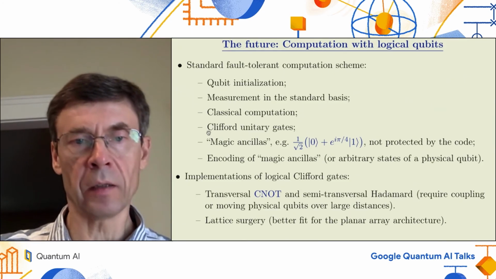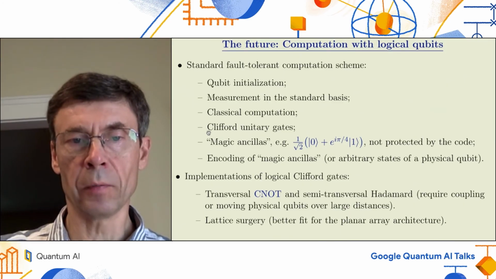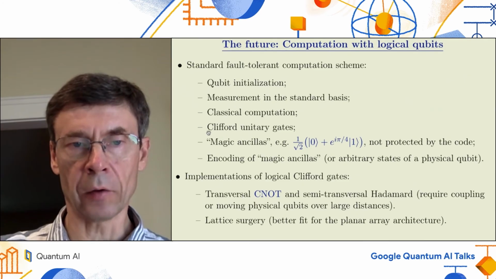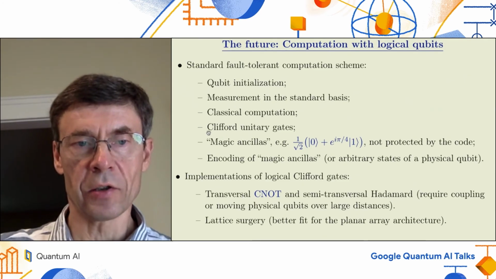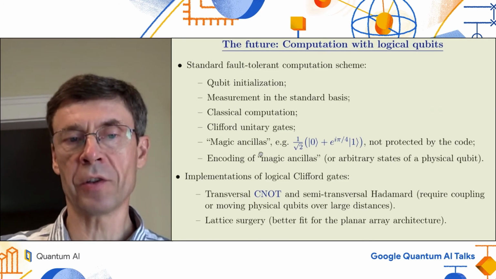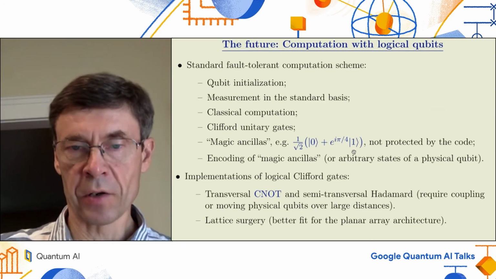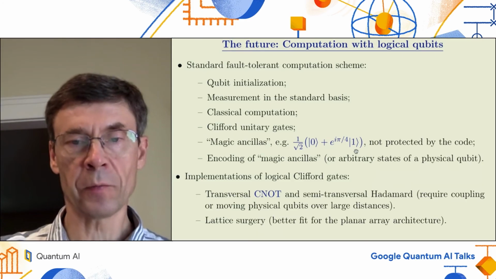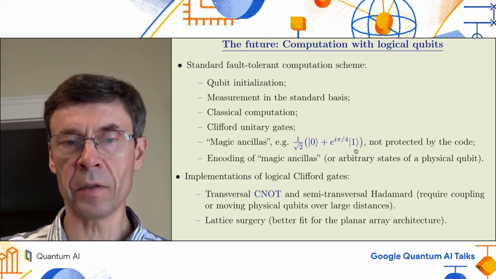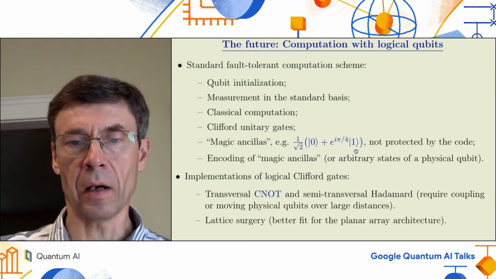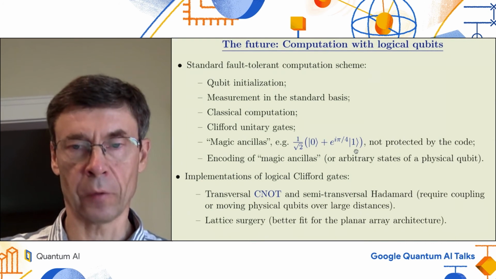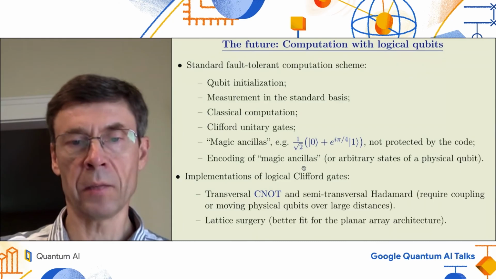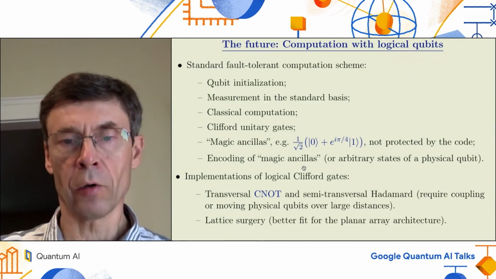The gates may be Clifford gates. They are easier to implement. However, the Clifford gates are not computationally universal. So we also need so-called magic ancillas, special states prepared in a physical qubit. We first prepare an ancilla in a physical qubit, and it is initially unprotected from errors. But then we encode that ancilla or multiple ancillas in code blocks.